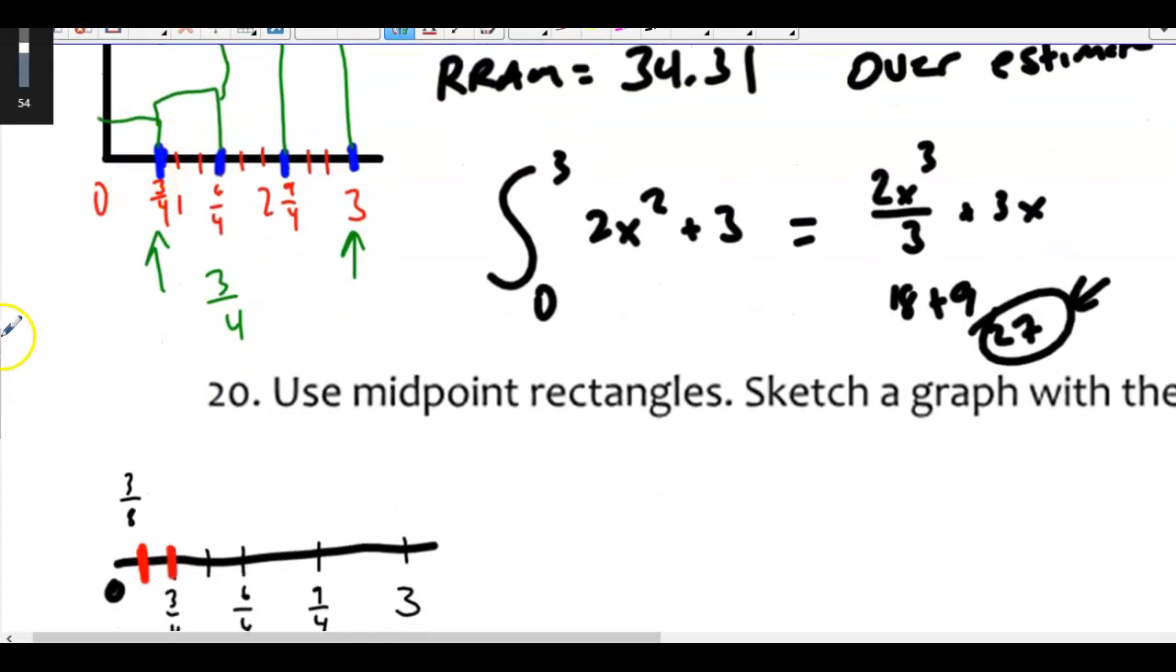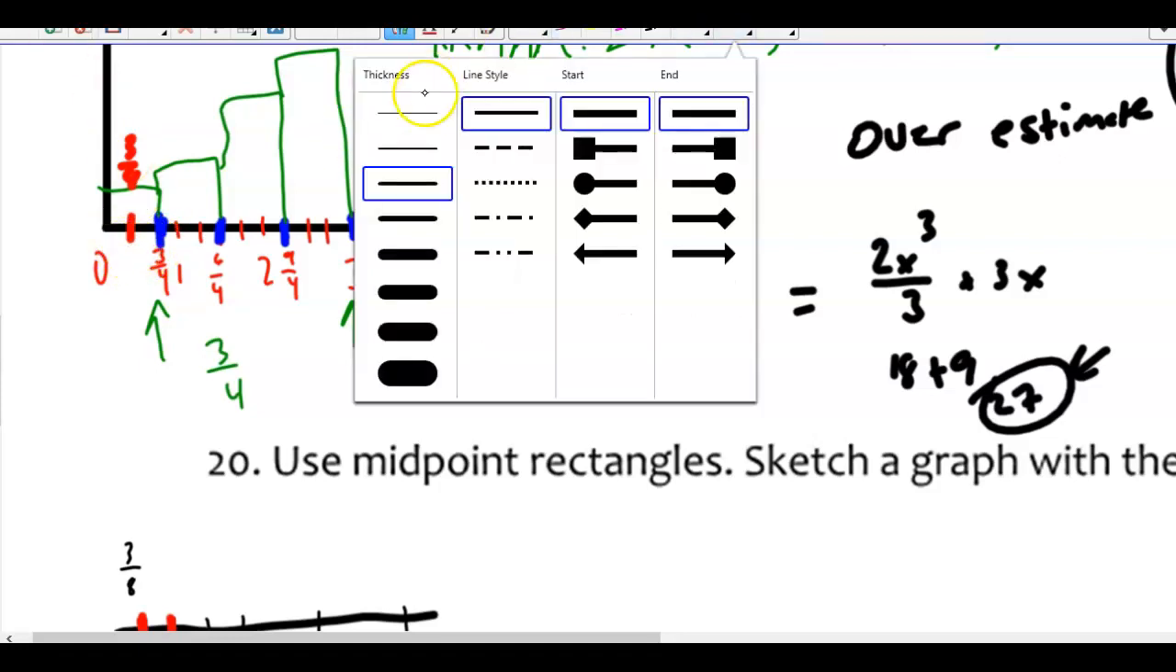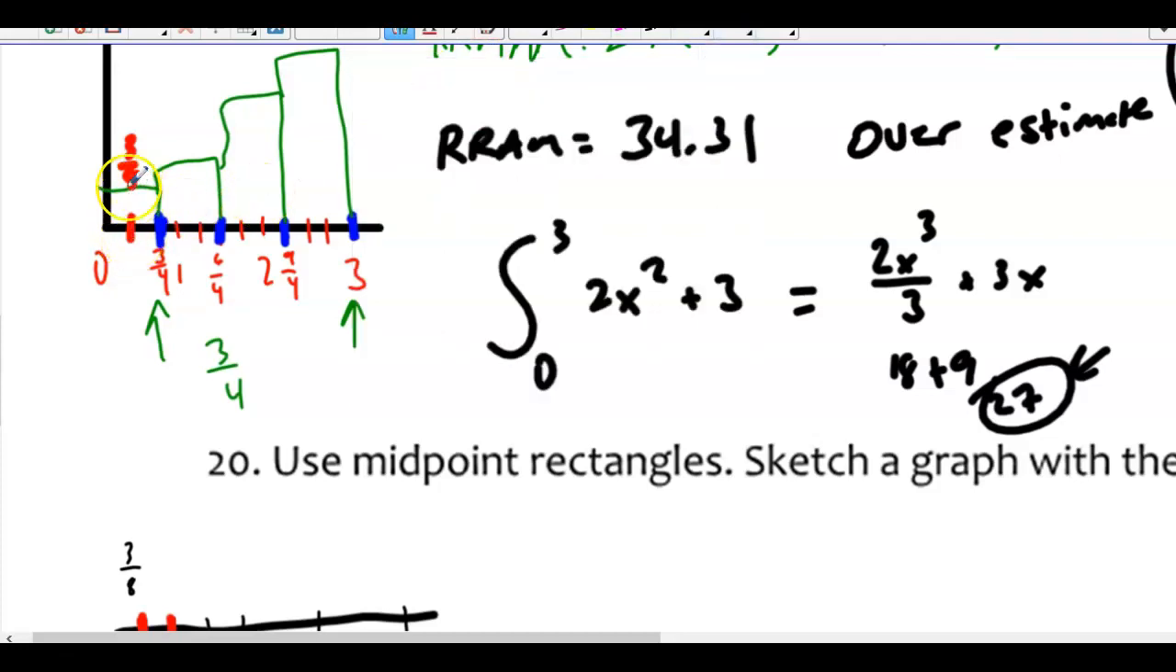Here we use the same one. Half of 3/4 is 3/8, right? So this is 3/8. Then we want half of this one. Remember, our step is still 3/4. So this is 3/8. Just add 3/4 to that and you get 9/8. So halfway is 9/8. If you add 3/4 to that, you get 15/8. And then if you add 3/4 to that, you get 21/8.